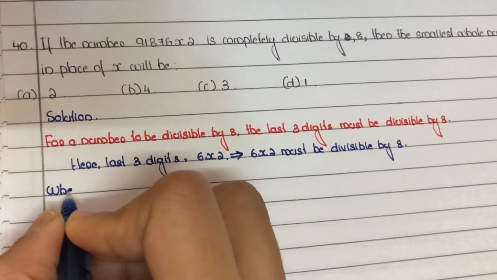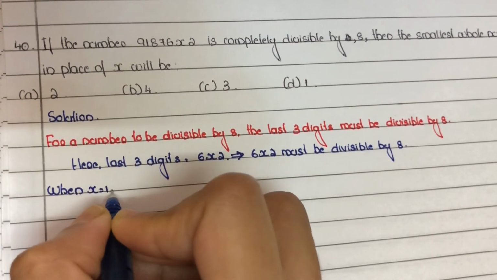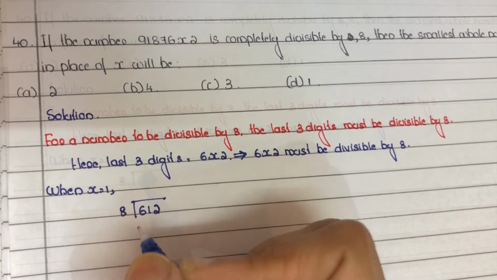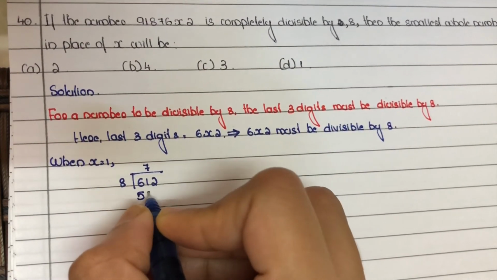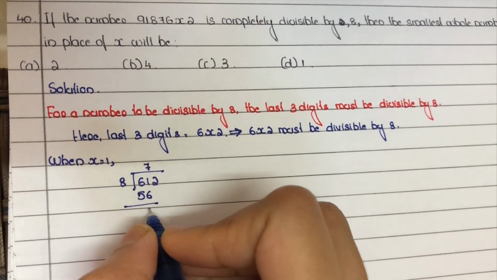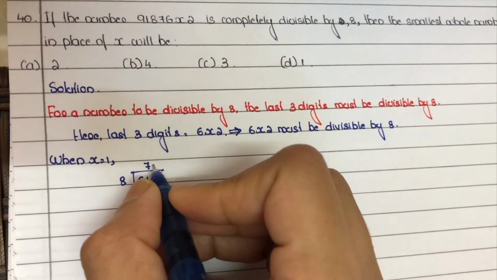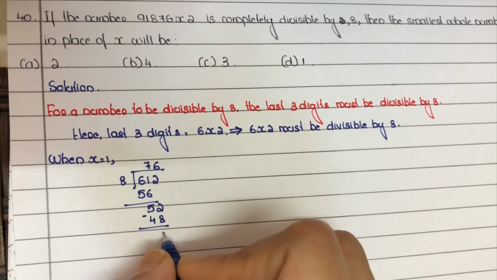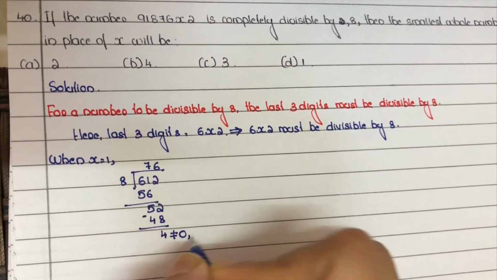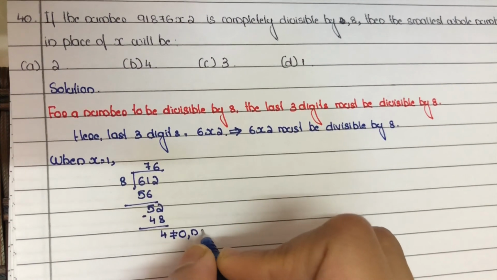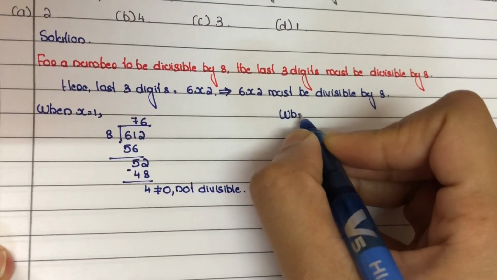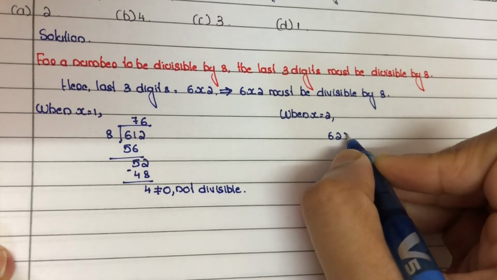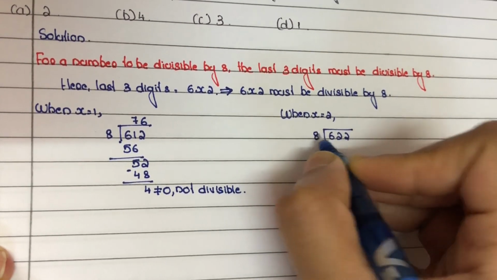First, when x equal to 1, the number becomes 612. Divide by 8: 7 times 8 is 56, 52, 6 times 8 is 48. 52 minus 48 is 4, not equal to 0. That is, it is not divisible. Next, when x equal to 2, that is 622 divided by 8.